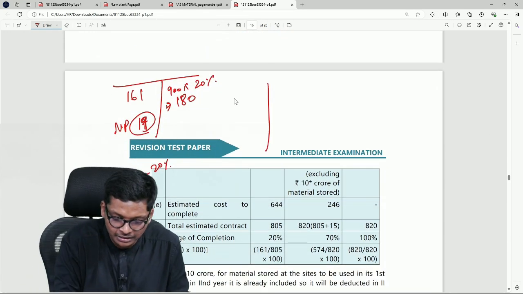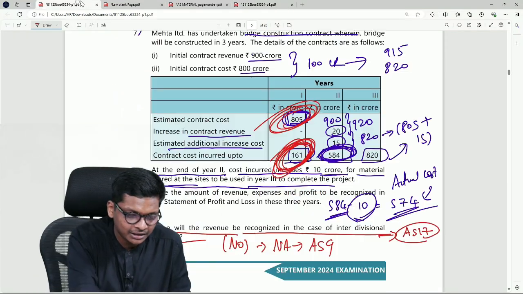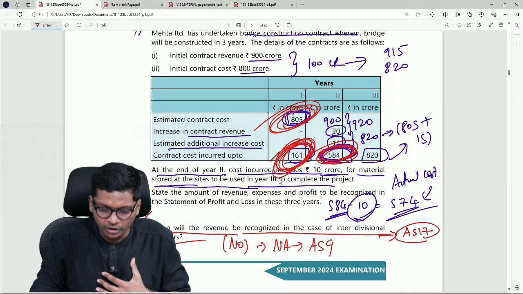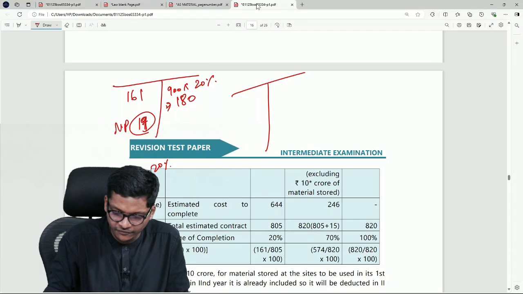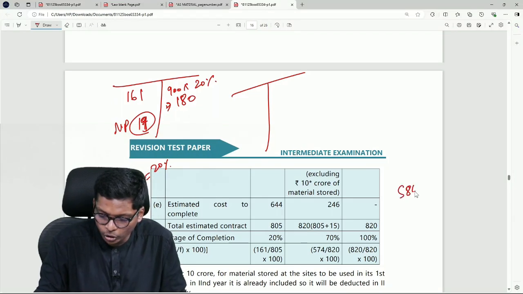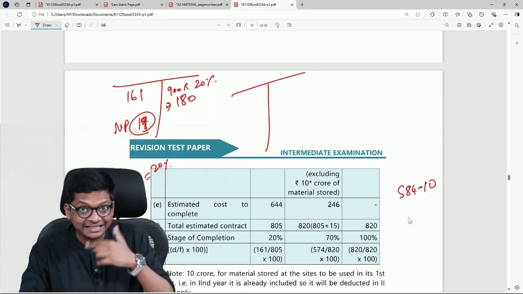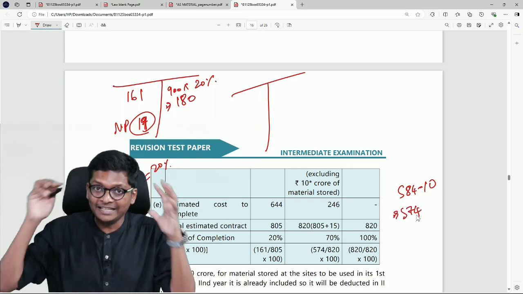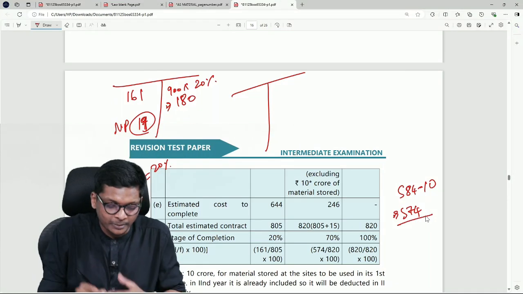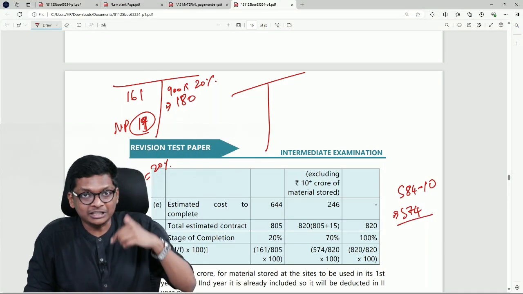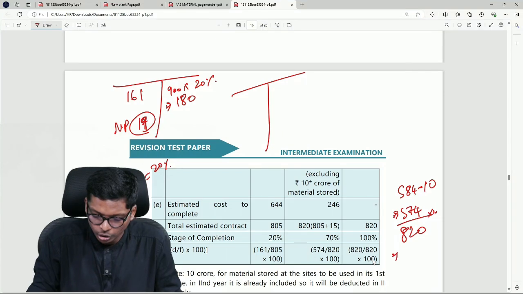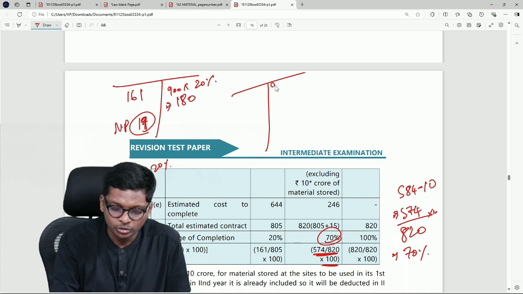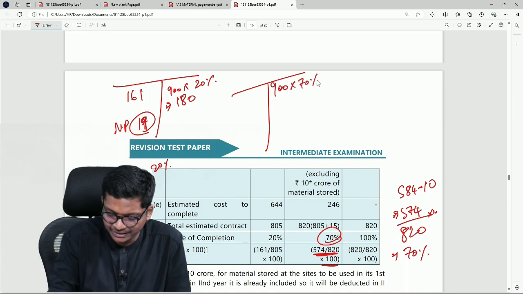Sir, what about second year? Let me prepare second year. Second year, if you see, the question says 584 is the total contract cost that has been incurred. But out of this 584, when I am doing percentage for second year, I told you 584 you should reduce 10 because 10 is not used. So 574 only I will take, divided by total cost, how much? It is not 805 guys, because cost has increased to 820. So 574 divided by 820 into 100, you will get 70%. So second year I will recognize 900 into 70%.